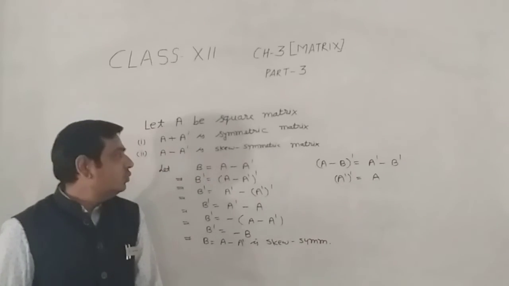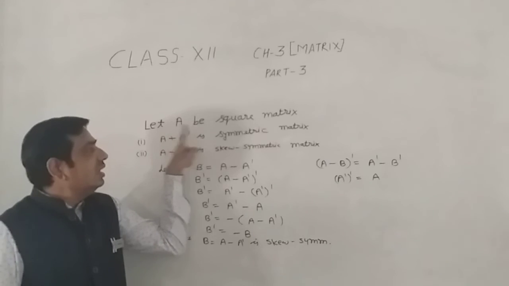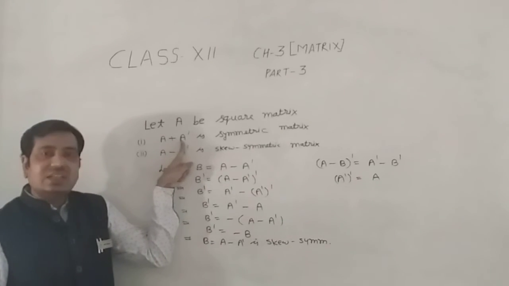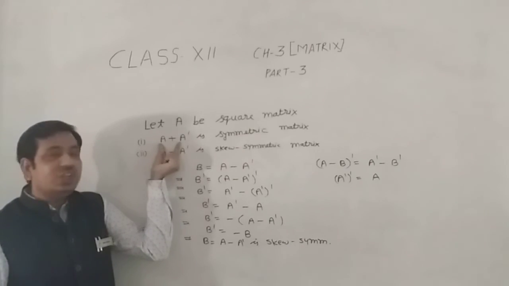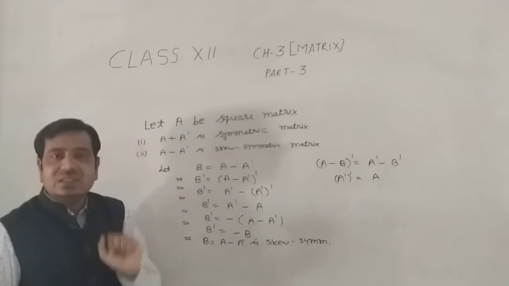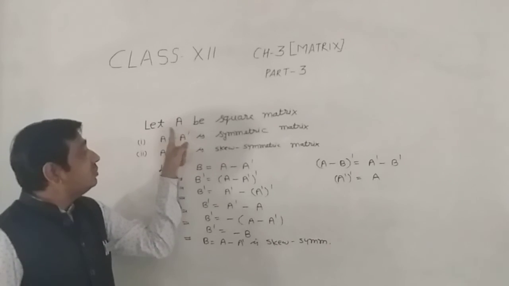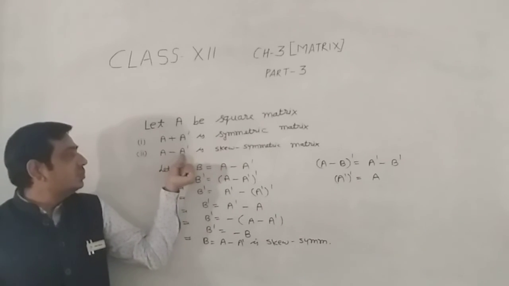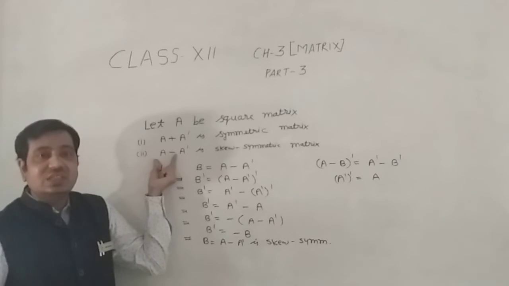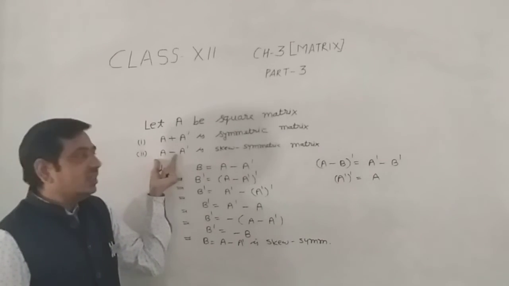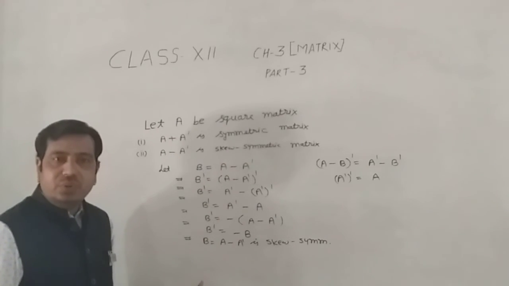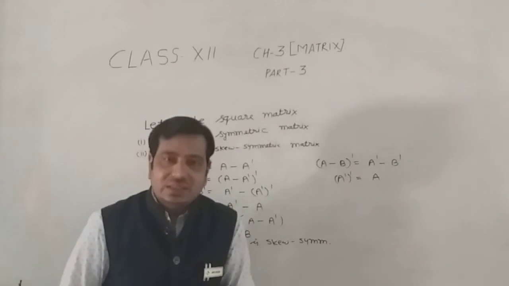So class, if you want to convert any matrix into a symmetric matrix, what do you do? You just add the transpose of this matrix. You get a new matrix which is symmetric in nature. And if you want to convert this matrix into a skew symmetric matrix, then you just subtract the transpose of this matrix: A minus A dash. The new matrix obtained is skew symmetric in nature. It is the proof. Okay class, thanks.